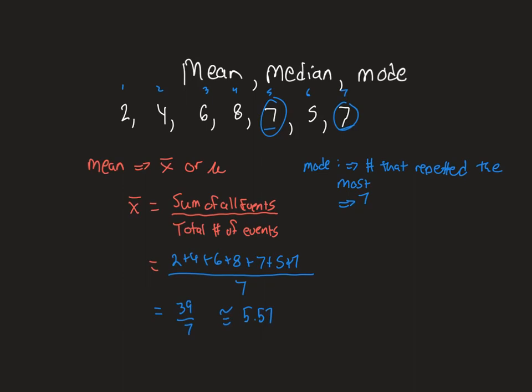And finally, for the median, you must first put it in order. So the first step is data must be in order, which means from smallest to biggest. So 2 is the smallest still. 4 would come next. But then there should be this 5 here. 5, and then the 6, and then the double 7, and then the 8.